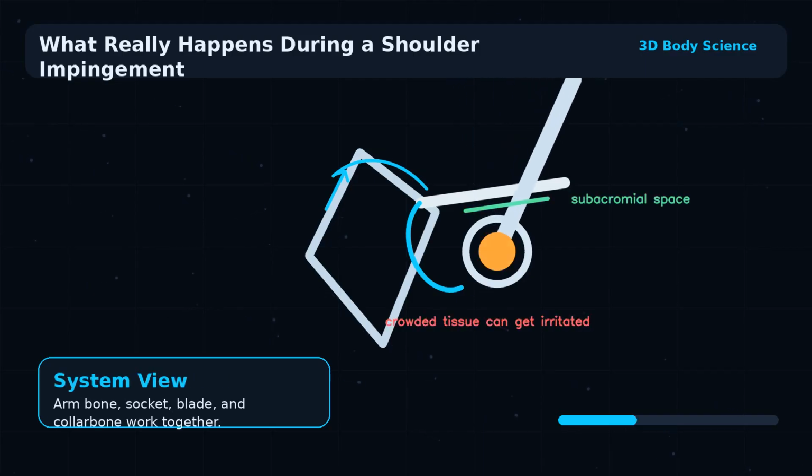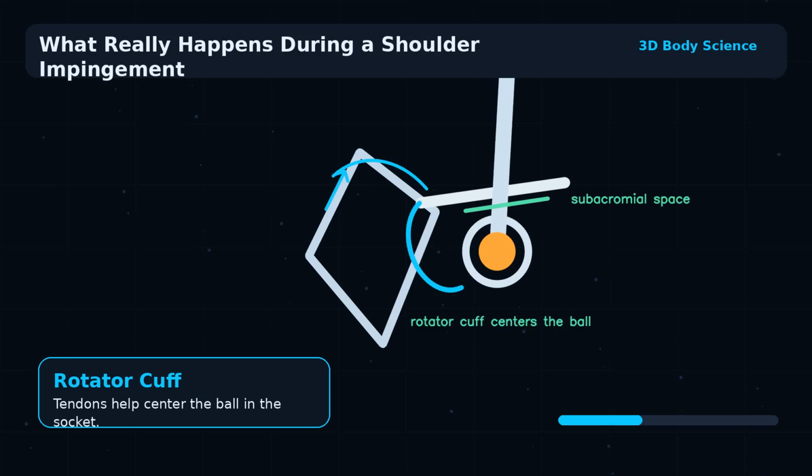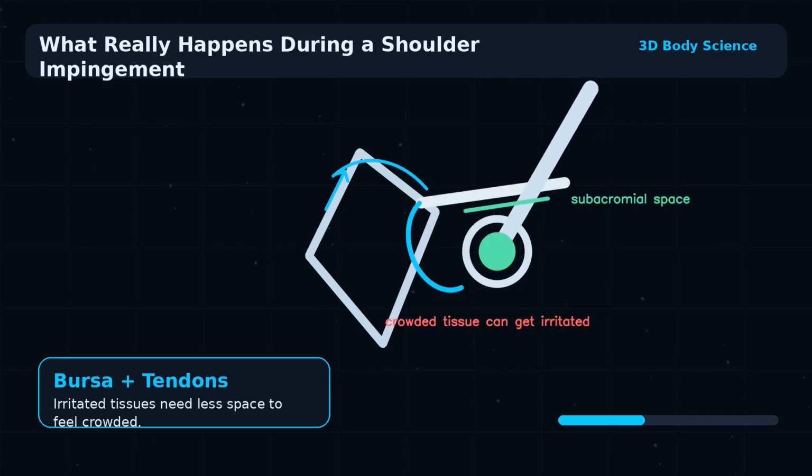A simple analogy is a rope moving through a tunnel. If the tunnel is wide and the rope is smooth, everything glides. If the rope becomes swollen or the tunnel roof dips lower, the rope rubs. The shoulder is more complex than a rope and tunnel, but the idea helps. Impingement is often about the relationship between tissue size, tissue motion, and available space.